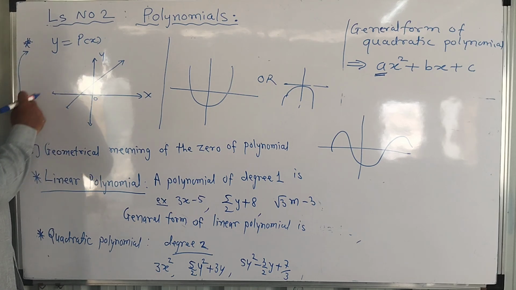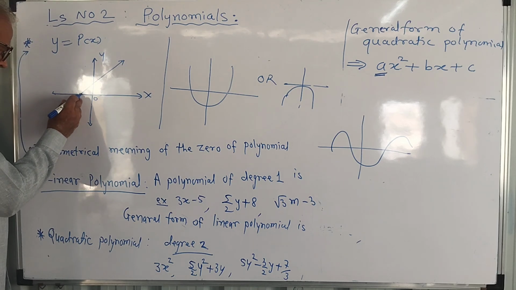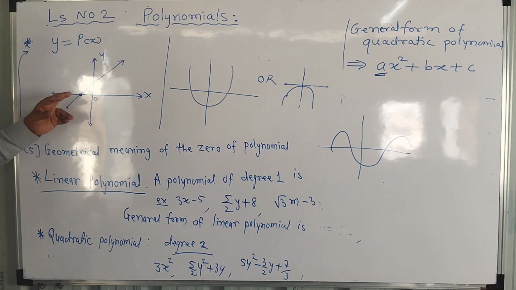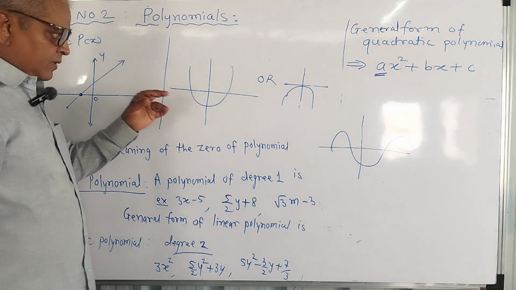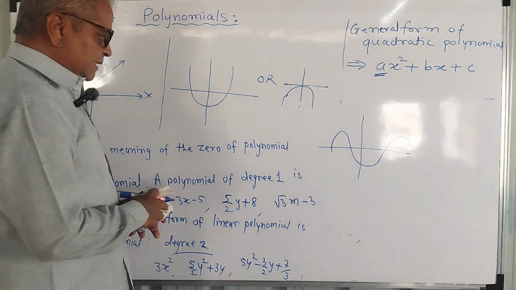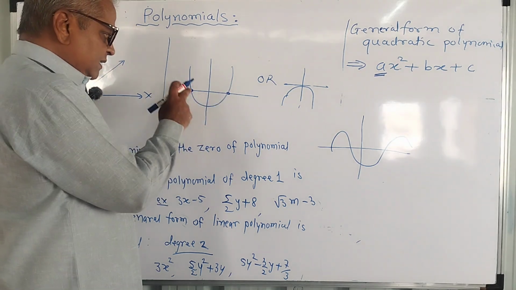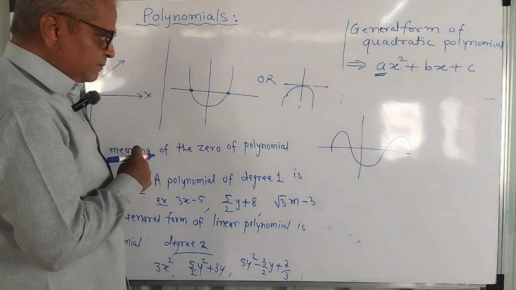It is a graph of a linear polynomial. It cuts here at only one point, and that's why the number of zeros for this polynomial is 1. Now look at this graph. It cuts the x-axis in 2 points, here and here. So this graph has 2 zeros.